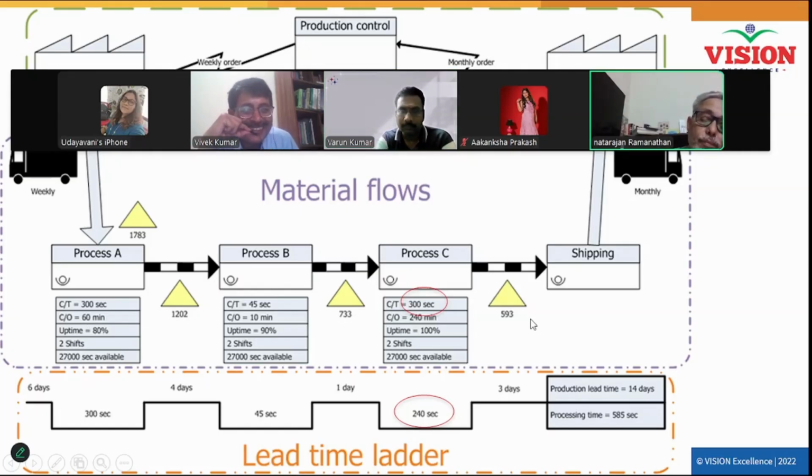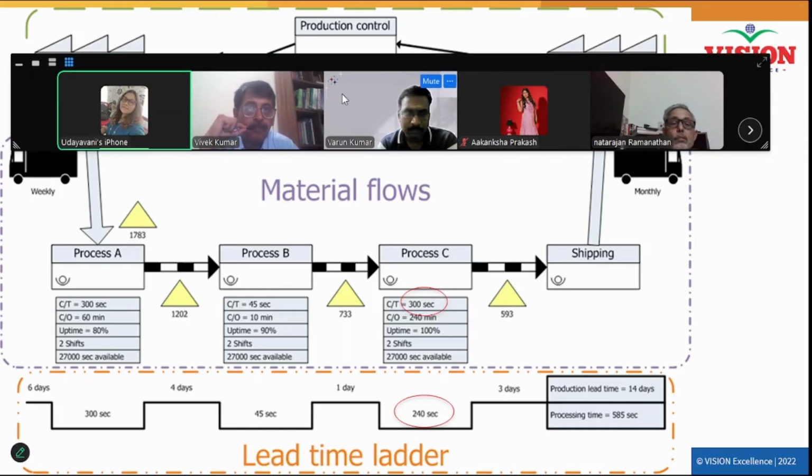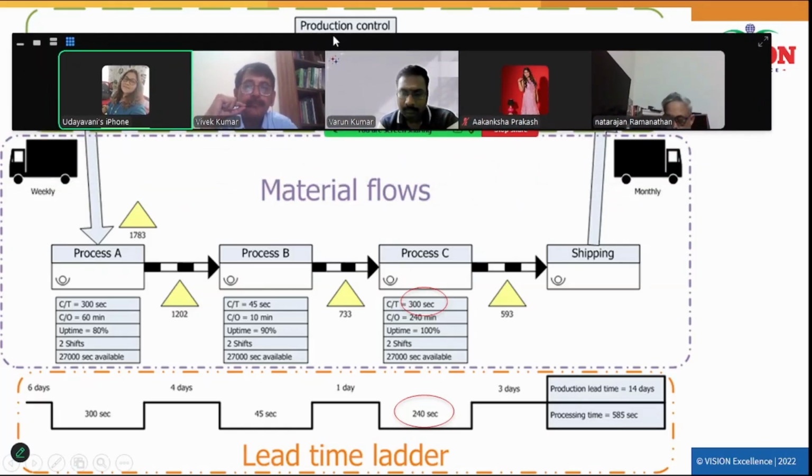Sir, I just have one doubt here. Yes, please ask, ma'am. So the customer is placing a monthly order to the production, and production is giving a weekly order to the supplier. And looking at the production lead time, it is 14 days. So how will the customer's orders be delivered on time? There will be a large delay in it, right?